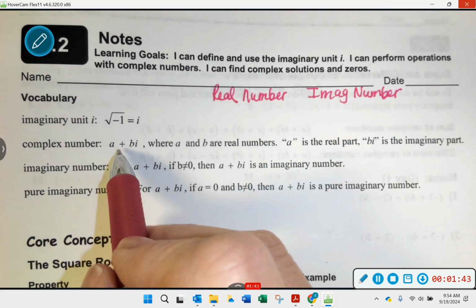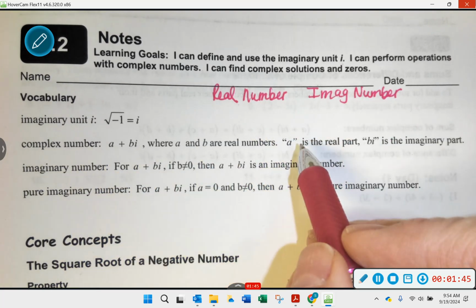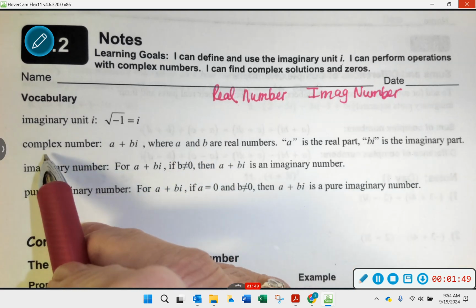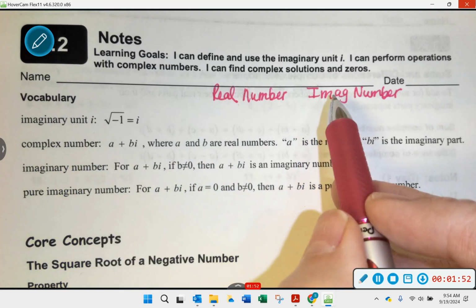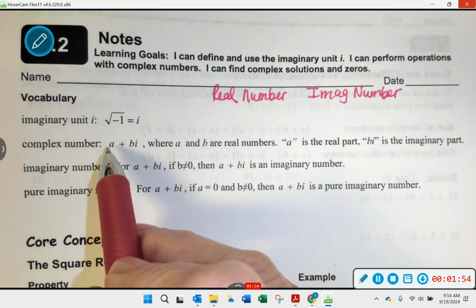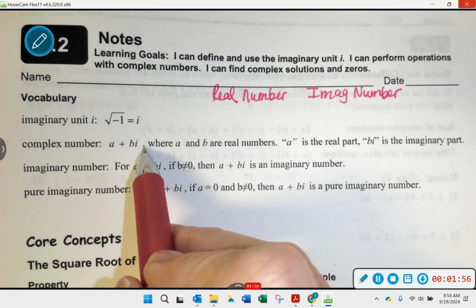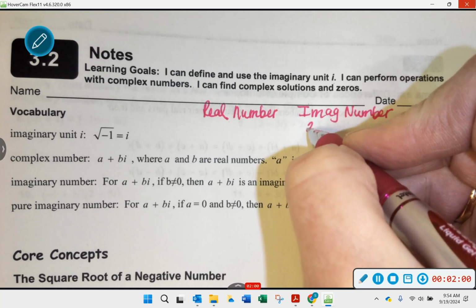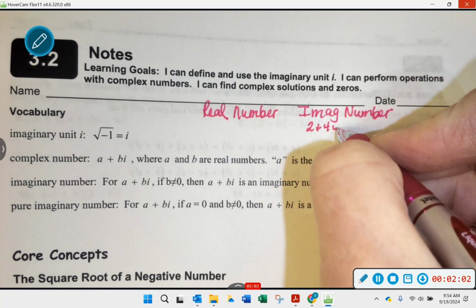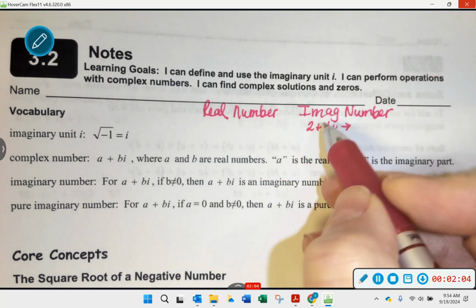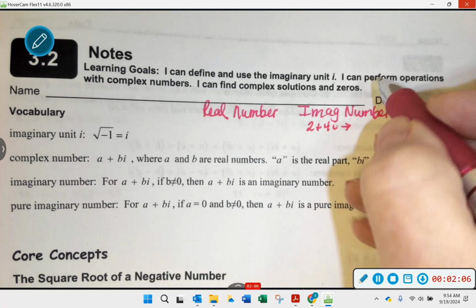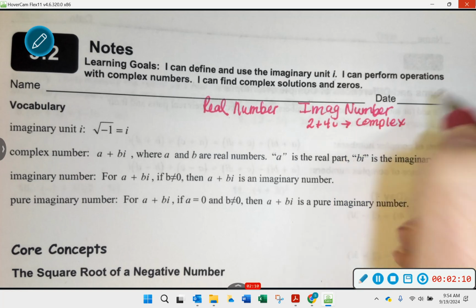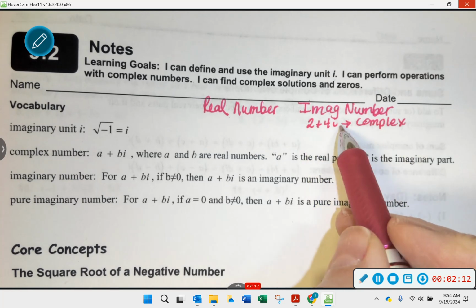A complex number is a type of real number where imaginary number. Sorry, that's a big mistake there. A complex number is an imaginary number that has a real part and an imaginary part. So an imaginary number could be 2 plus 4i. That's an imaginary number because it has an i in it. And in fact, this would be called a complex imaginary number because it has a real part and an imaginary part.